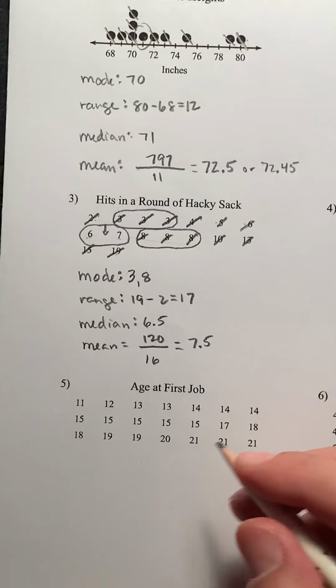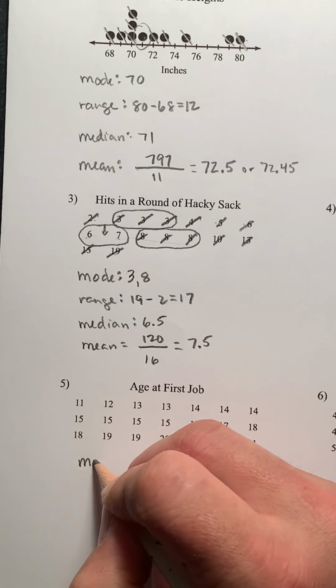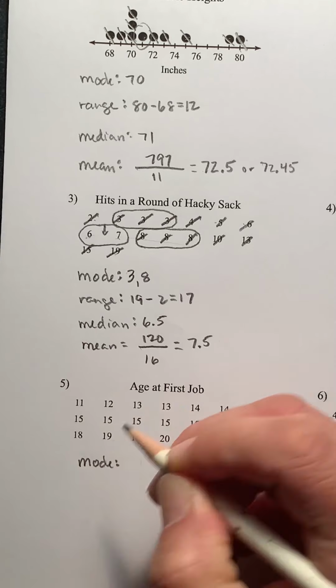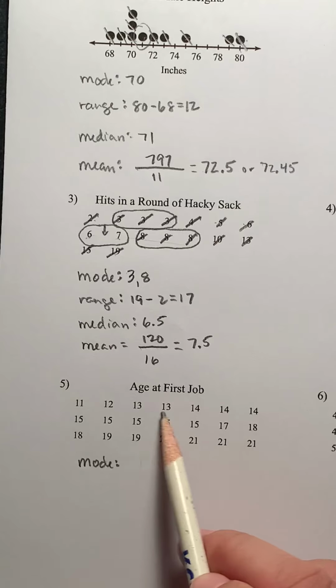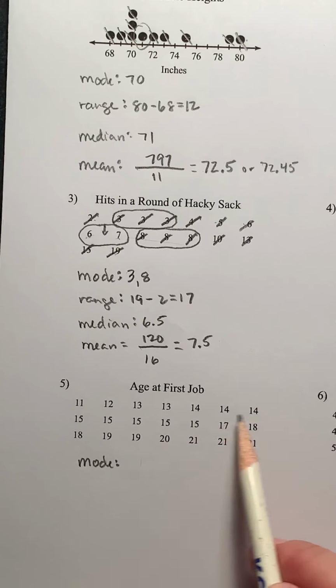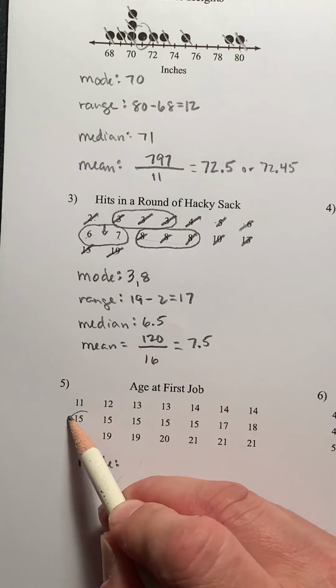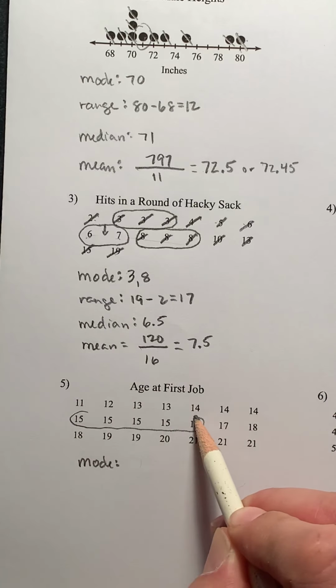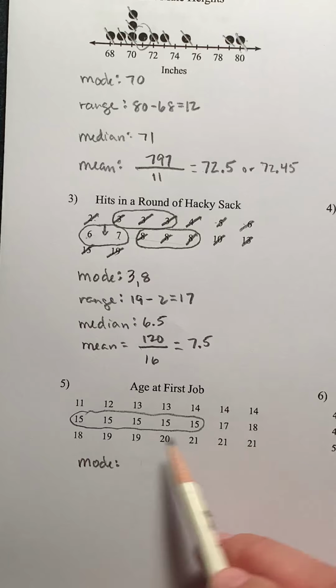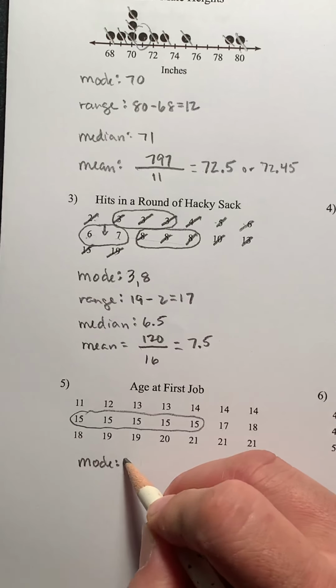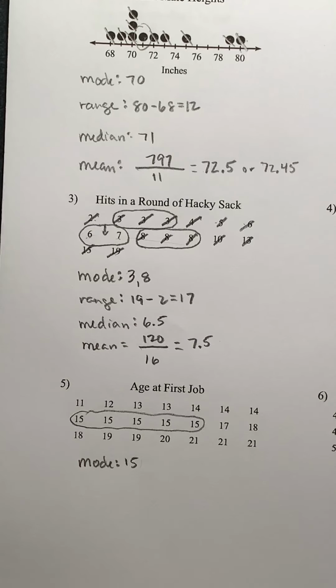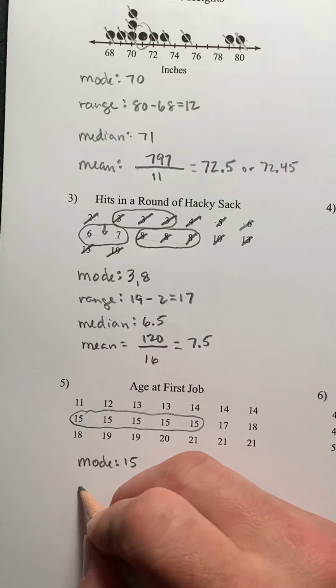All right, number 5, the mode. In this case, it looks like, hey, look, we got two 13s, but 14 outweighs that. There are 3 of those. But then when we get to the 15s, holy cow, there are 5 of those guys. And no other numbers occur 5 times, and so the mode is 15. The number that occurs the most often.